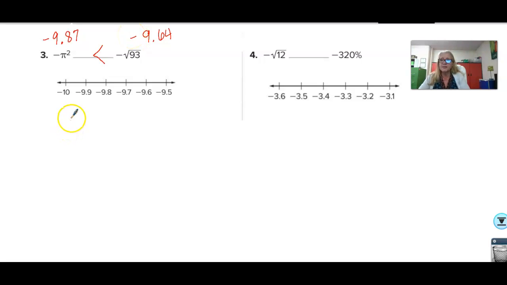Now, where do we graph these? Well, the negative pi squared is negative 9.87. So here's negative 9.8. And then since 7 is the next number, that means it's about 2/3 of the way to 9.9. So this would be our negative pi squared. And a negative square root of 93 is negative 9.64. So here's negative 9.6. 9.64 would put it almost halfway. So this would be negative square root of 93.